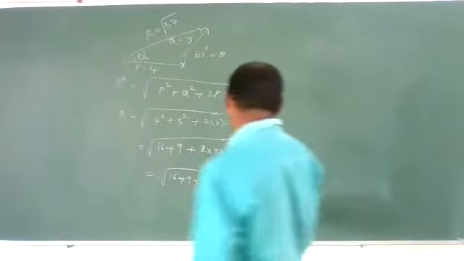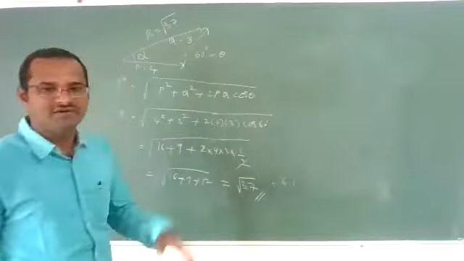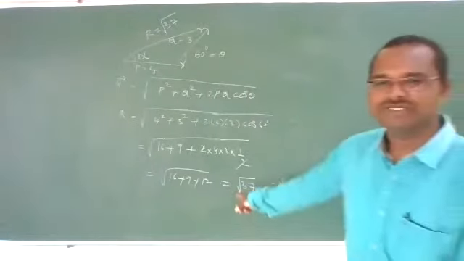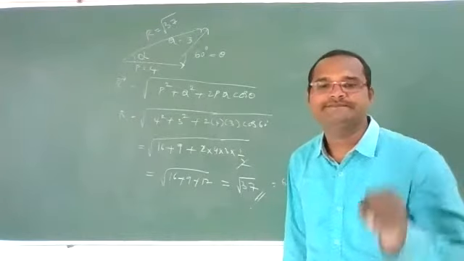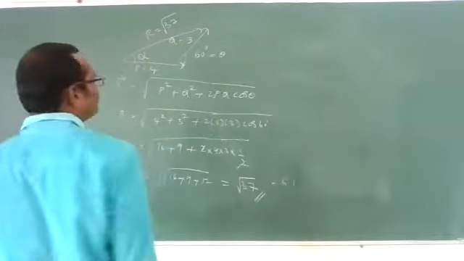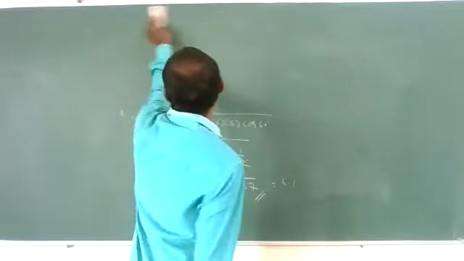It is approximately 6.1, since 6 squared is 36. Approximately 6.1 is the value. Are you understanding? Clear? That is how to add two vectors. Clear?